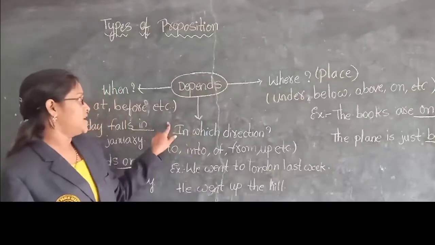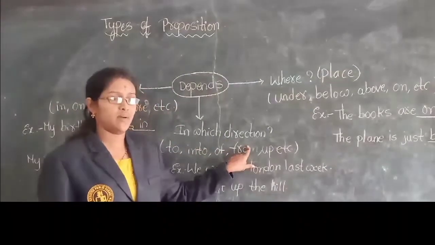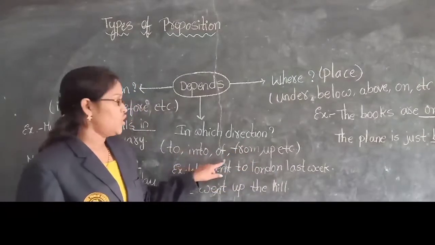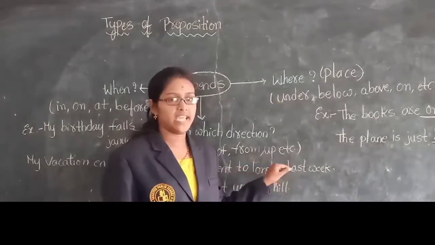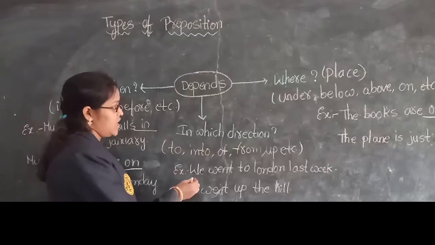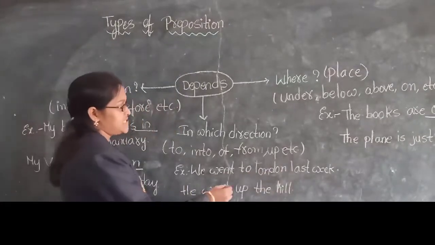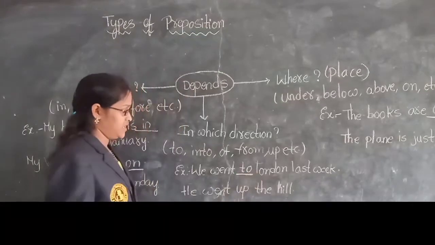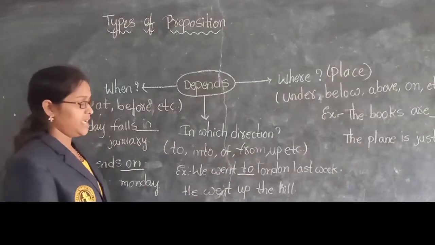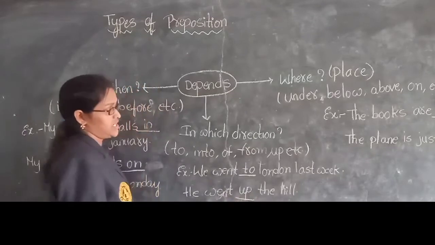Coming to the next one, it depends upon in which direction it is going to happen. See the examples: to, into, of, from, up, etc. These are some words which come under this. See the sentences. We went to London last week. In this sentence, to is the preposition. Second sentence: He went up the hill. Which is the preposition? Up is the preposition. Understood, children?